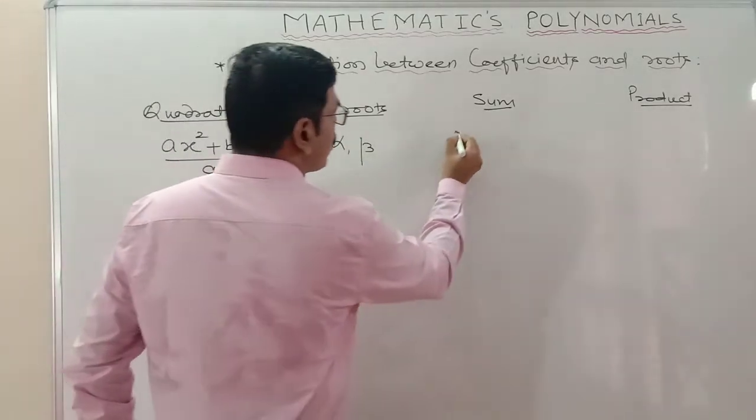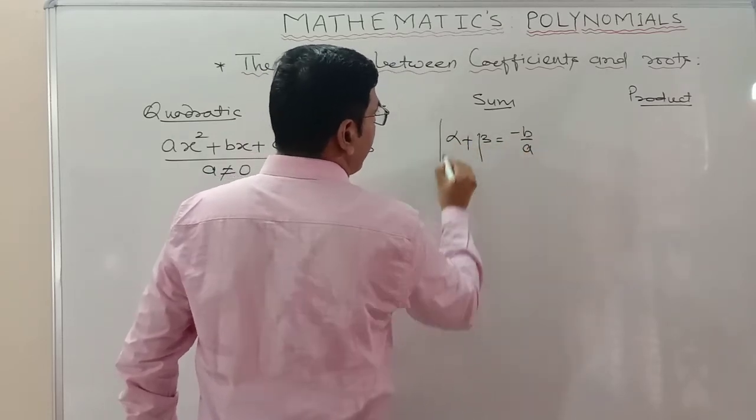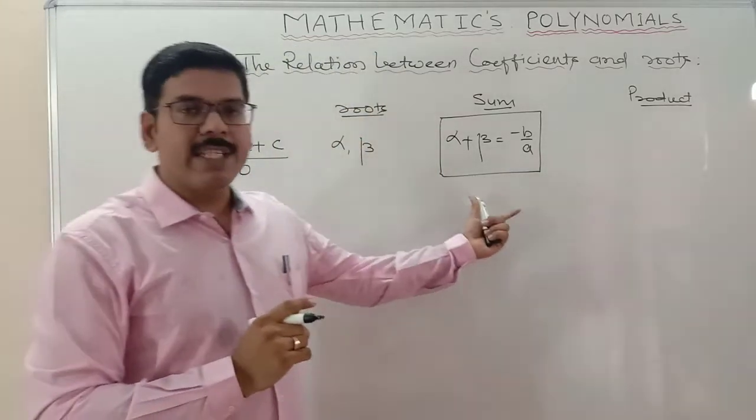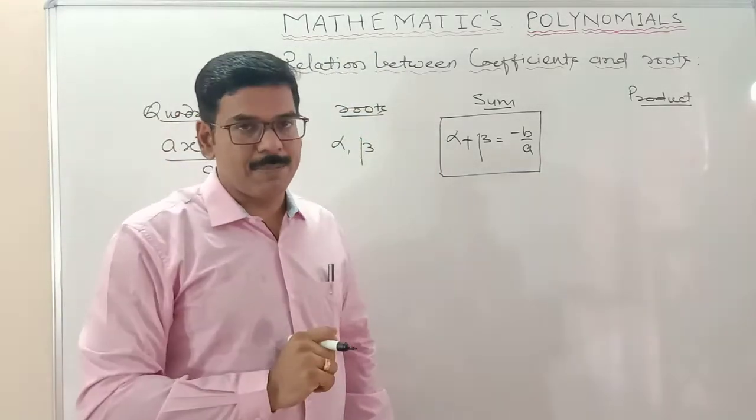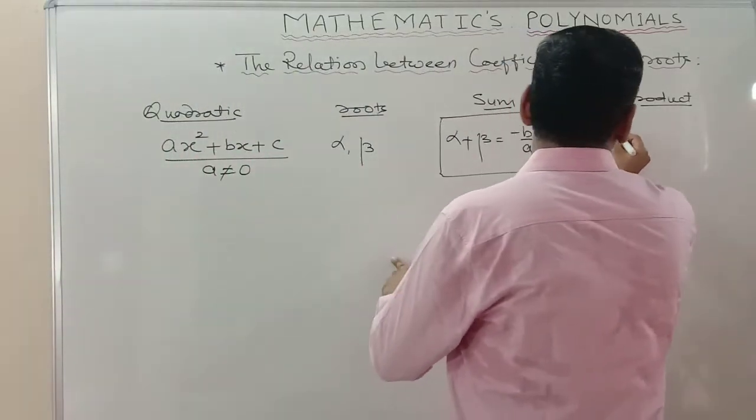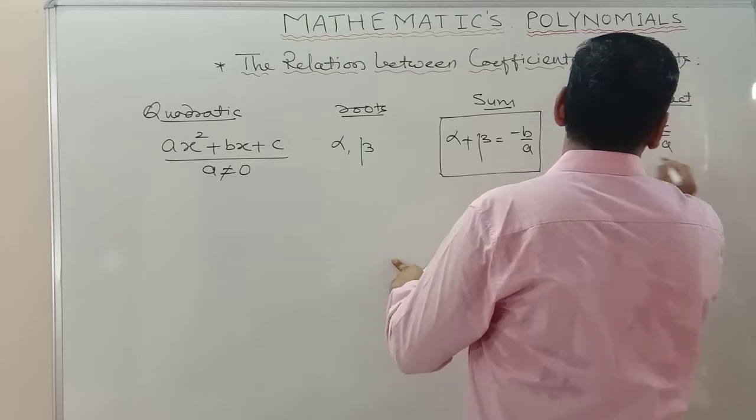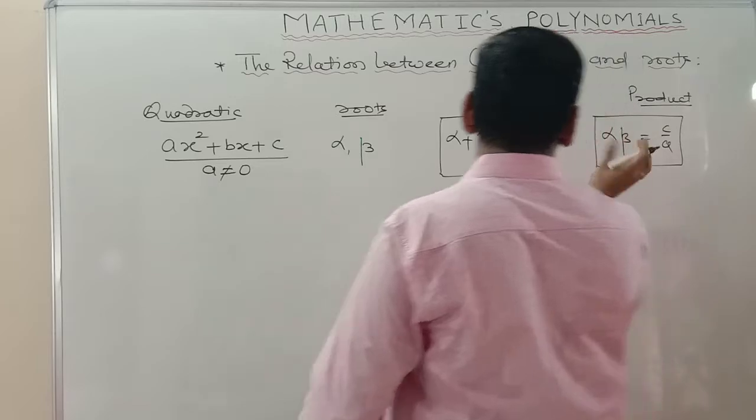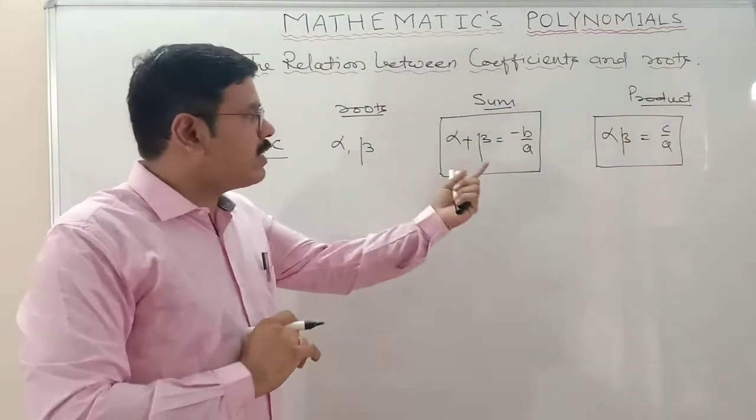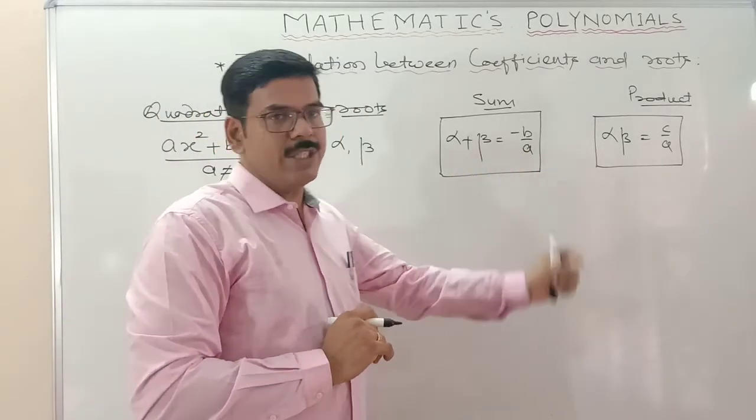Then the sum of roots, alpha plus beta, is minus b by a. I have already told you where I have written that from; we'll study it in the quadratic equation chapter. Here you just write it, because we need to solve the question in a different way. Alpha into beta is equal to c upon a. These are the relations between the coefficients and the roots. Here you can see the roots, here you can see the coefficients of the equation.